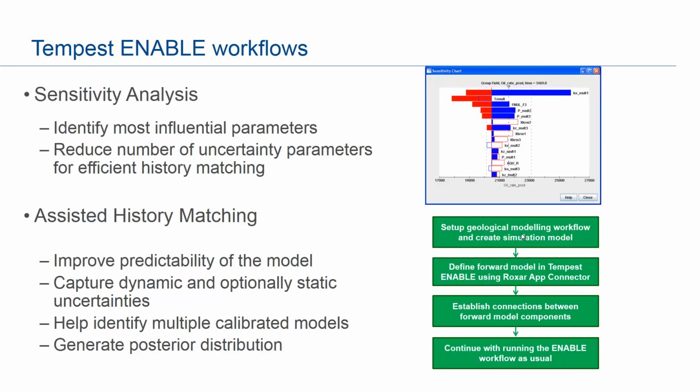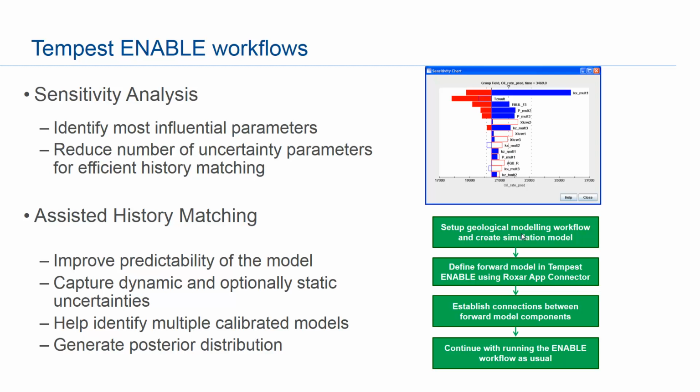So you can use Tempest Enable for sensitivity analysis, where it would allow you to identify the most influential parameter, the parameter that has the most impact on your production, and then it also helps you reduce the number of parameters for efficient history matching. So once you have identified the most influential parameter and you have a reasonable number of parameters you would like to change, then you can move on to history match, where Tempest Enable will allow you to improve the predictability of the model by helping you identify multiple calibrated models.